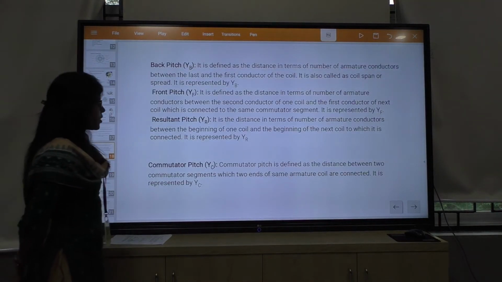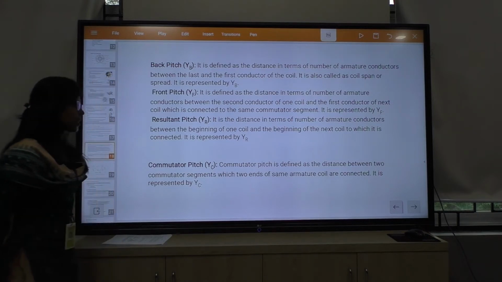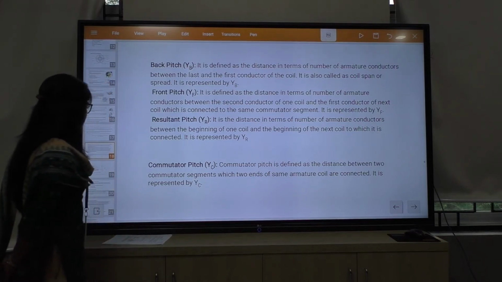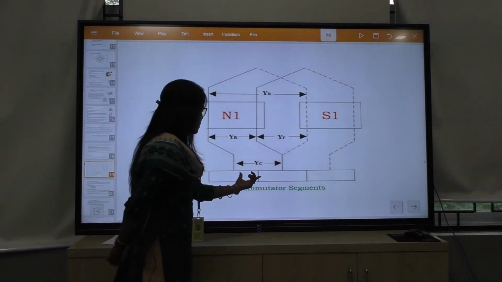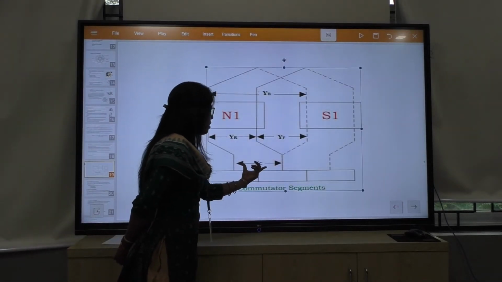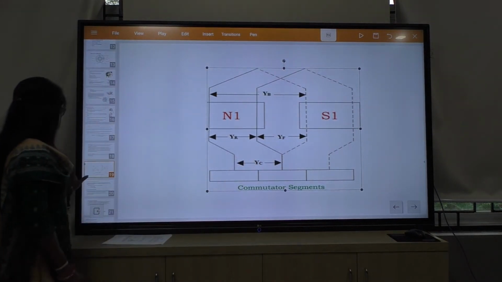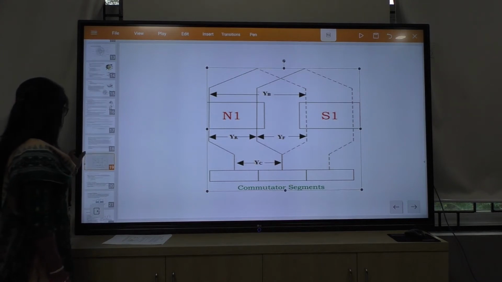Next, commutator pitch. Commutator pitch is the distance between two commutator segments with which the two ends of the same armature coil are connected. It is denoted as YC. So, this is the commutator pitch. These are the commutator segments. This is your commutator pitch YC. This is all about the armature winding terminology.